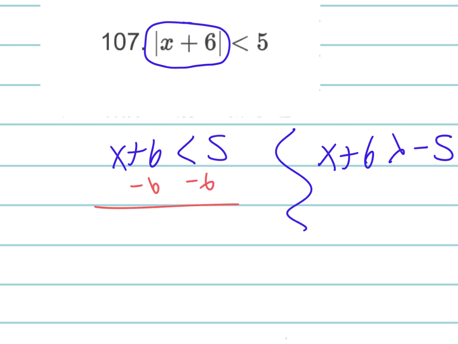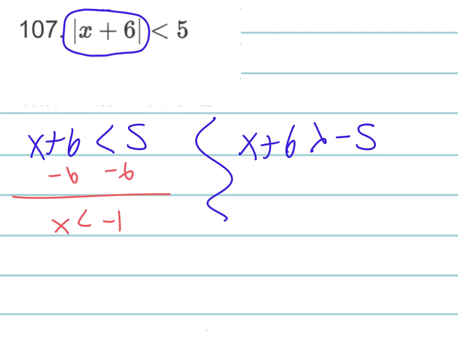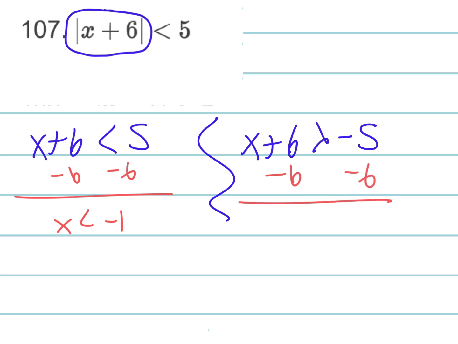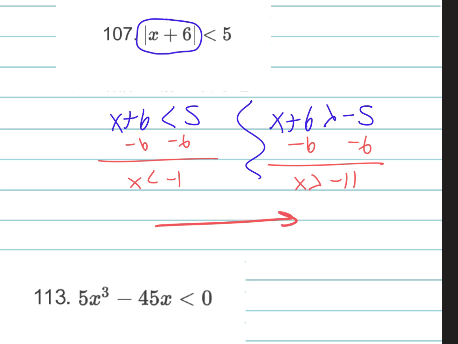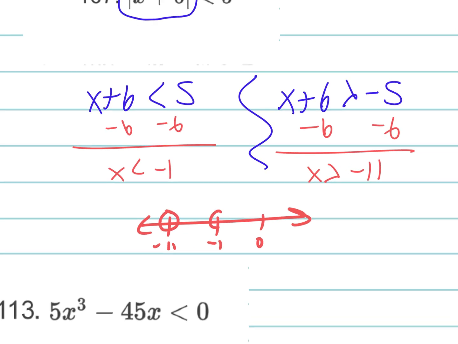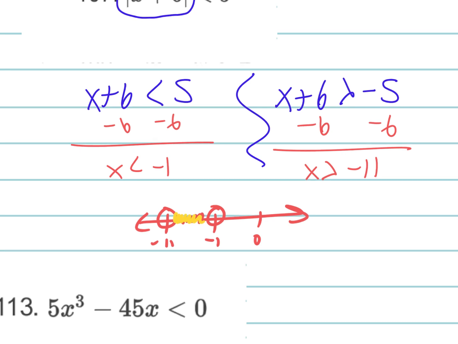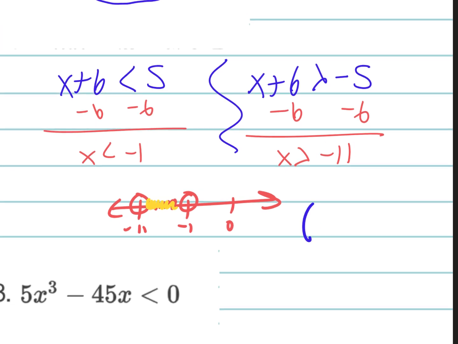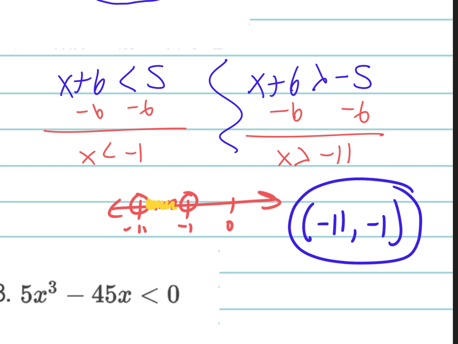So subtract 6 from both sides. I get x is less than -1. Subtract 6 from both sides, and I get x is greater than -11. So I'm going to throw that on a number line and see what it looks like. I have -11 here, -1, and 0. Both of them are open dots because it does not say or equal to, and it says x is less than -1, so that would be this way. And the other one is greater than -11, so it's this way. So where do we overlap? Right there in the middle. My interval notation would be -11 to -1, and there are parentheses because it does not include that value.